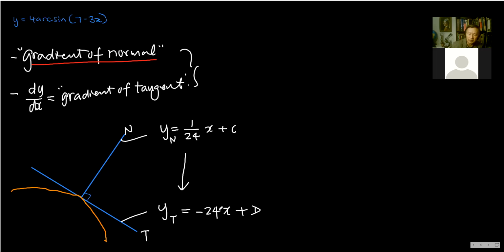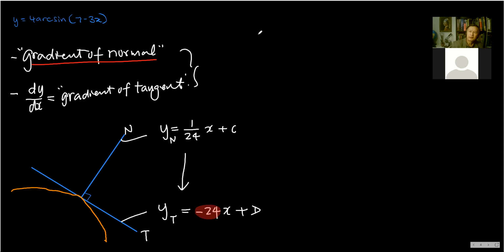So what does this number mean? What does negative 24 mean in this context, in this question? It's the gradient of the tangent. Yes, it's the first derivative at that particular point, right? So that is the condition, isn't it?